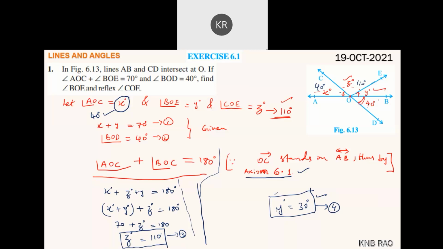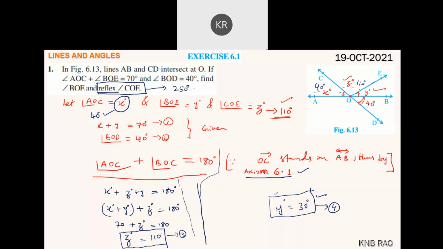Next, moving on to the question. Sir, they are trying to find reflex COE, no, sir? Angle 250 degrees. COE reflex, 250 degrees, sir. Correct, 250. They asked you to find reflex COE. See, 360 minus 110. You are right. They didn't ask us to find angle COE. They asked us to find the reflex of angle COE. Very good. Reflex of COE is 250 degrees.